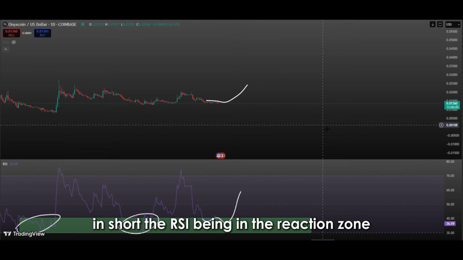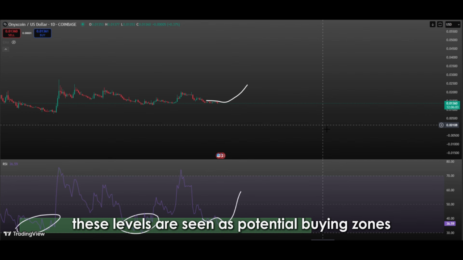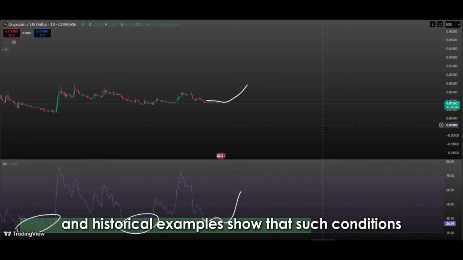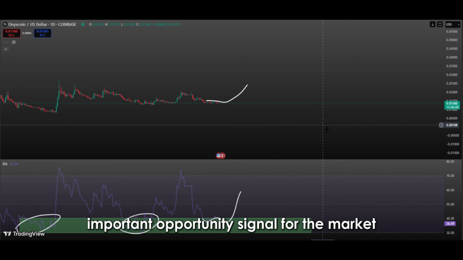In short, the RSI being in the reaction zone is a strong technical condition that increases the likelihood of a bounce from here. From both a technical analysis and investor behavior perspective, these levels are seen as potential buying zones, and historical examples show that such conditions often coincide with short-term positive price reactions. Therefore, the current position may carry an important opportunity signal for the market, making it a situation worth monitoring closely.